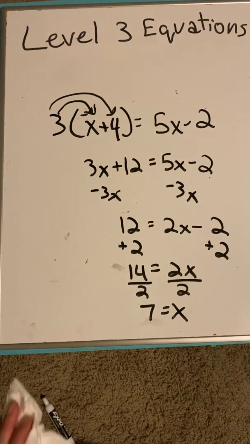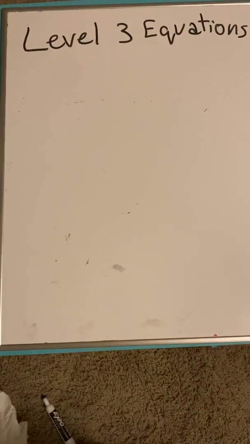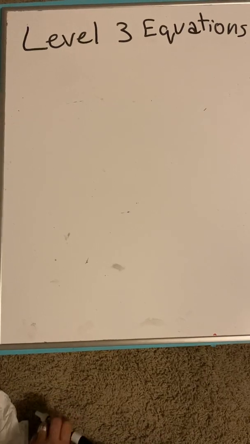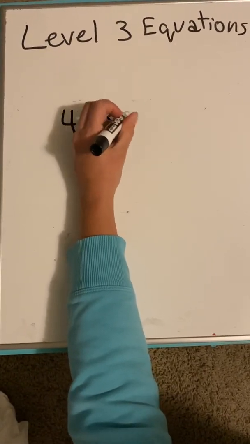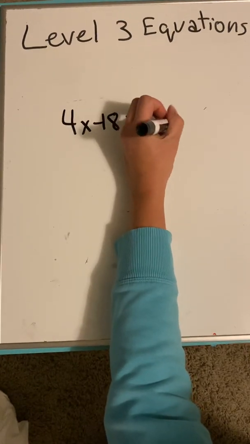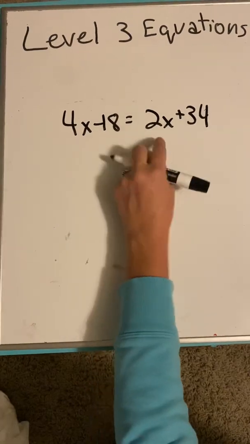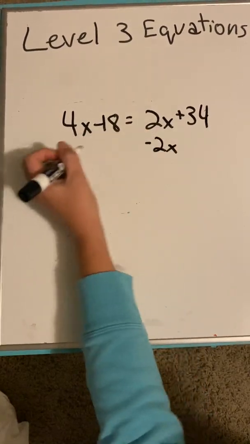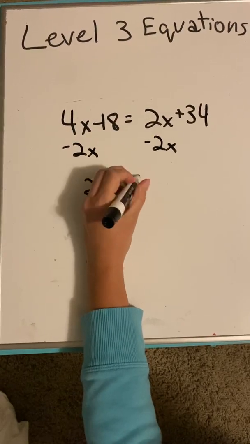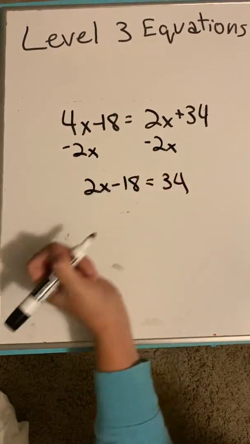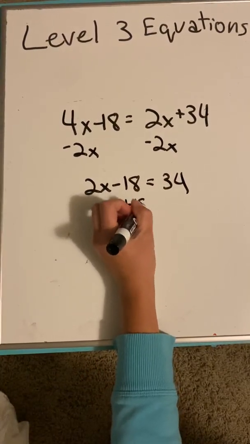All right, 2 more. Number 7. 4x minus 18 equals 2x plus 34. Okay, get the variable on the same side. We're going to subtract 2x. 2x minus 18 equals 34. Variable's over on the left. Constant gets to go to the right, so we're going to add 18.